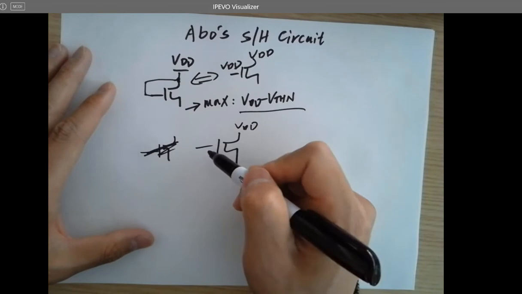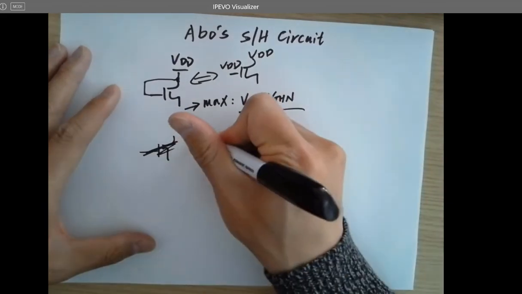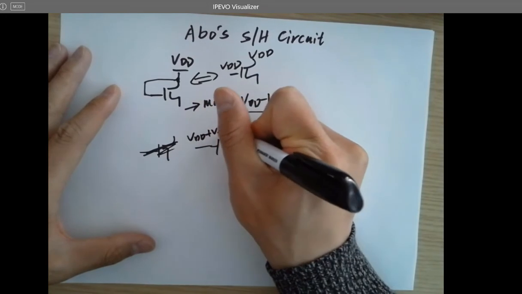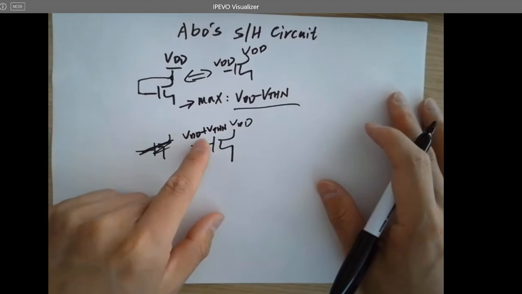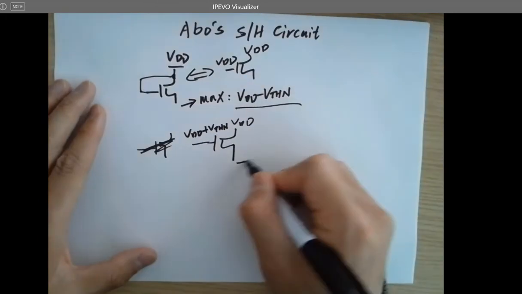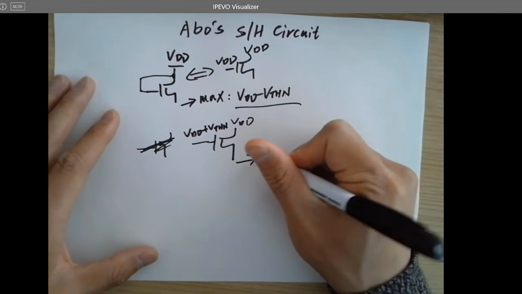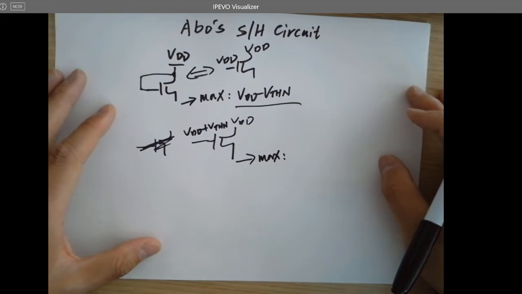If I bias this gate at a different voltage, for example, VDD plus VTHN, or slightly higher than that. Okay, so at least VDD plus VTHN. Then what's the maximum voltage I can get at the source? What do you think?